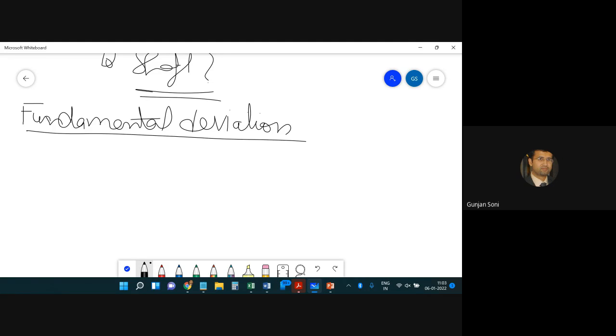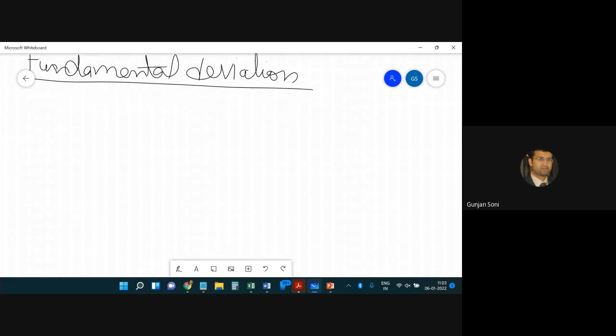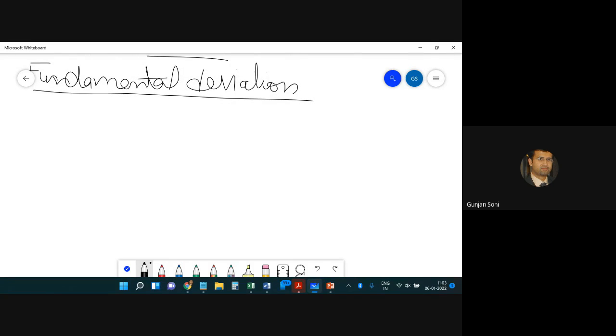Fundamental deviation? Anyone? It is the minimum difference between the size of a component and its basic size. So let's make it and try to understand this thing. What do we mean by minimum? Let's say we got a pair of shaft and a hole. So this is your hole, and let's say this is your basic size.